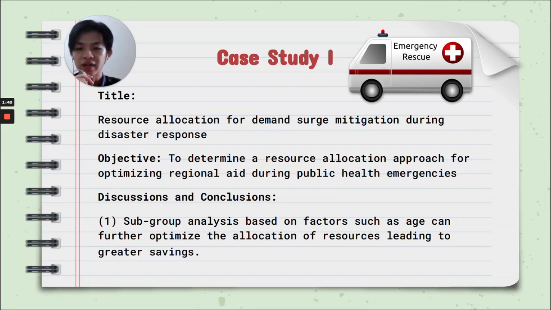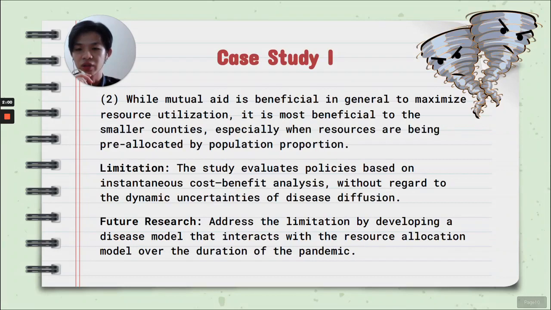We are doing this article because we've seen the challenges faced by healthcare providers or logistic providers in managing their emergency supplies in responding to surge demands. Therefore, we do a case study on resource allocation for demand surge mitigation during disaster response. And the discussions and conclusions are, while mutual aid is beneficial in general to maximize resource utilization, it is more beneficial to the smaller counties, especially when resources are being pre-allocated by population proportion.